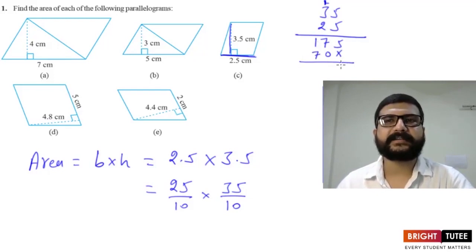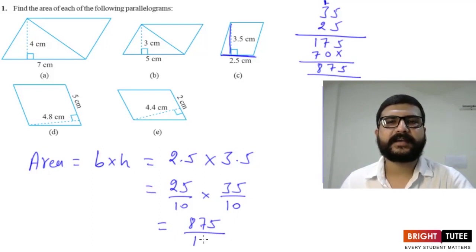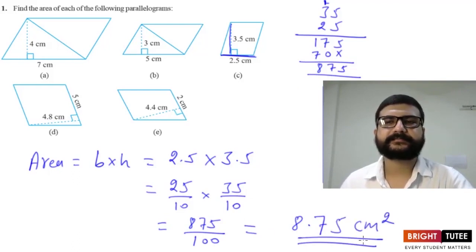Now we will simply add these. 5 plus 0 is 5. 7 plus 0 is 7. 7 plus 1 is 8. So the answer is 875. So what we get from here is 875 upon 10 into 10, which is 100. Now this will be equal to 8.75 square centimeters. So this will be the area of the third parallelogram.